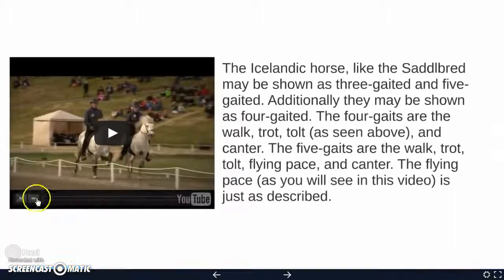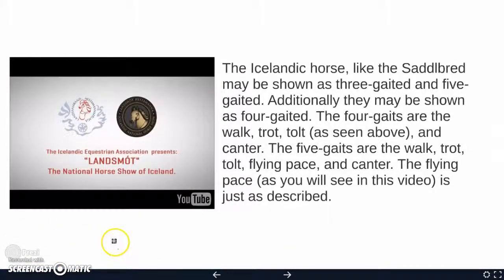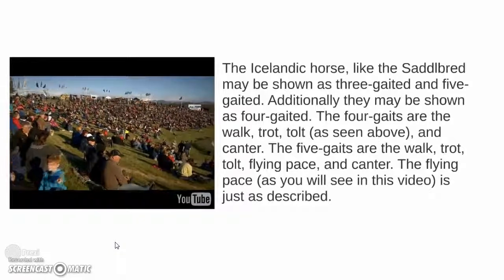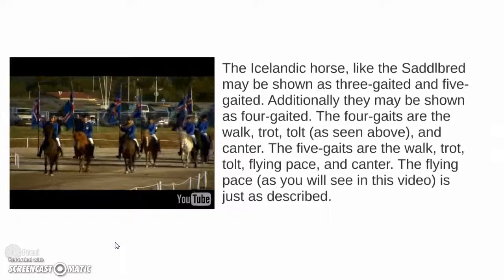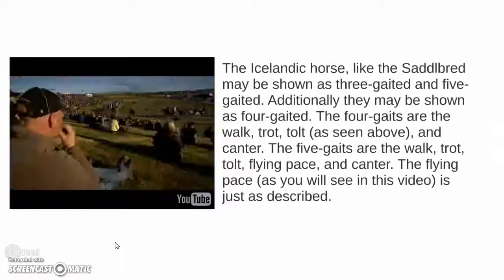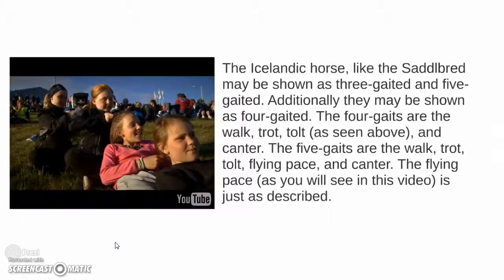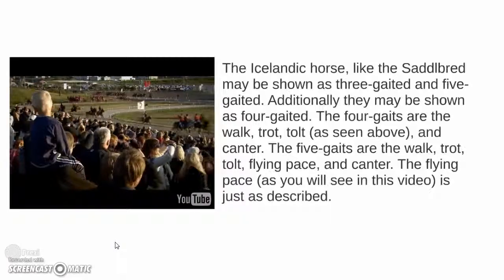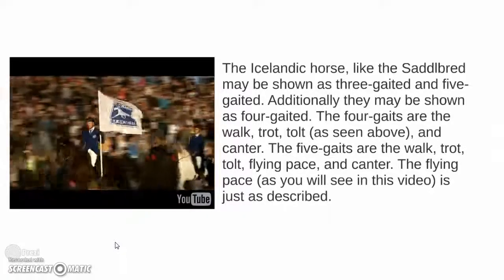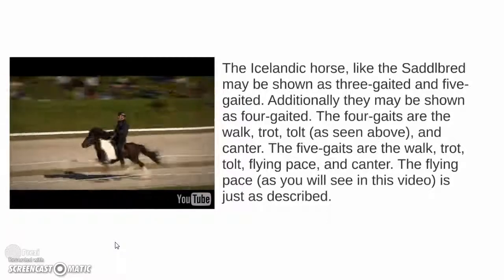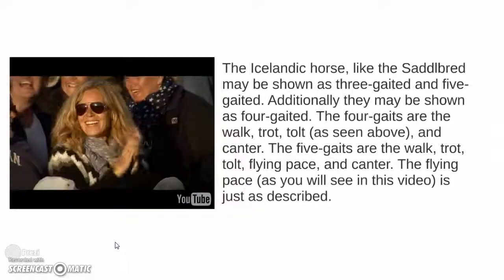All right, so the Icelandic horse, like the Saddlebred, may be shown as five-gaited. Additionally, they may be shown as four-gaited. The four-gaited are the walk, trot, and tölt, as seen above. Five-gaited are the walk, trot, tölt, flying pace, and canter. Flying pace, as you'll see, is just as described. This paint horse right here is doing the flying pace.